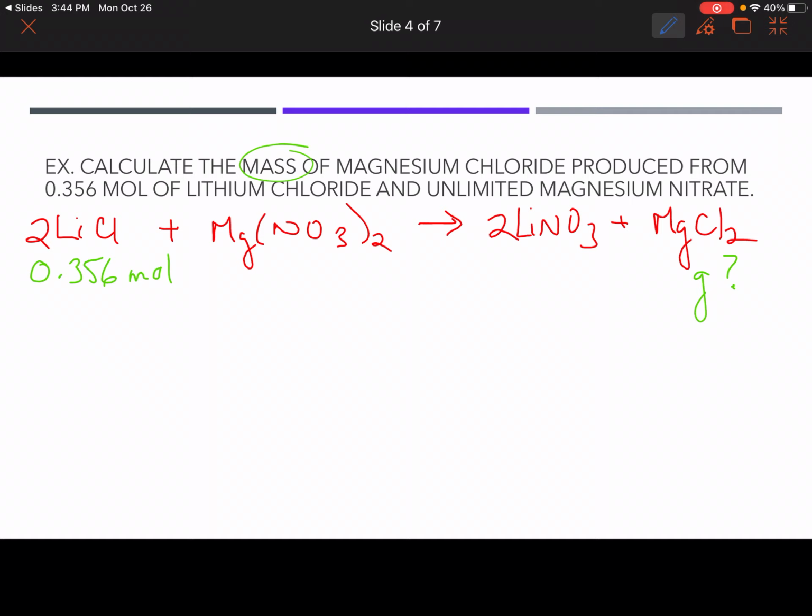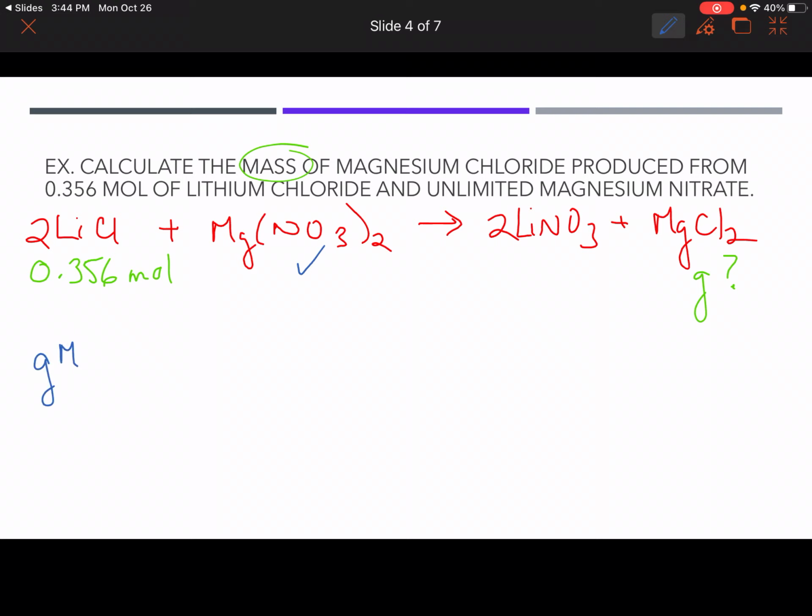Now it tells me that I have unlimited magnesium nitrate, and what that means is that you don't need to worry about that, right? So don't pay attention to the magnesium nitrate, not important to this particular question because you have as much of it as you need. So looking at this, I've only got 0.356 moles of lithium chloride. How many grams of magnesium chloride can be produced from that? So we're going to use dimensional analysis.